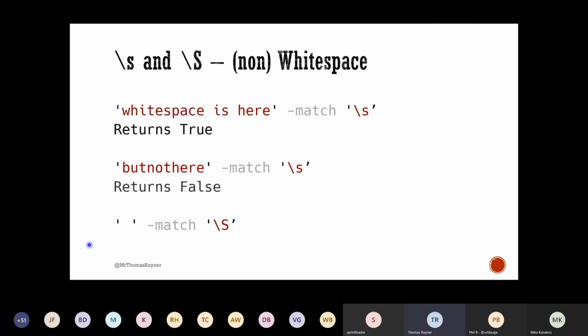In this one, it's a little hard to see. There's a single quote, and then there is a space character here, and then another single quote. We're asking if that matches \capital S, so not white space. And that's false because all it contains is white space.